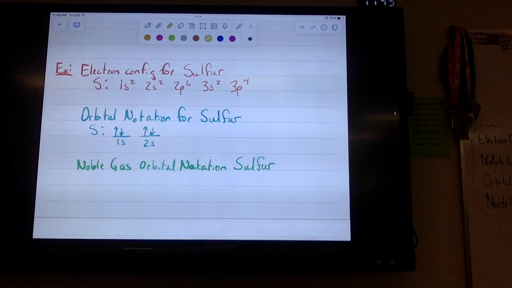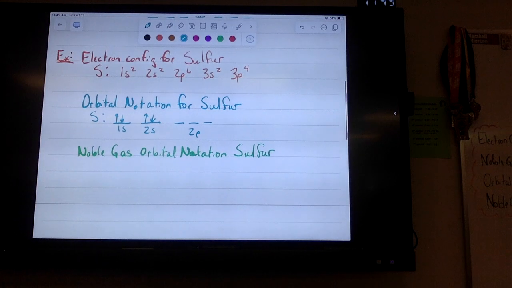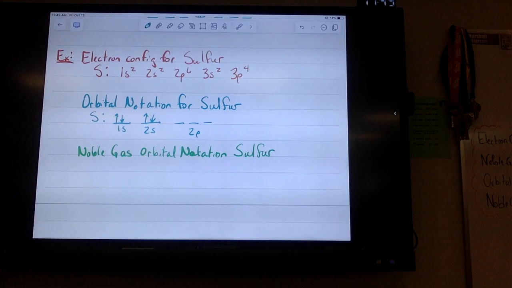All right, so next we're going to do 2p6. How many blanks do I write? 3 blanks. Underneath them, write your 2p so I know which orbital they're in. And I'm going to write how many arrows? 6. This is a helpful hint, and I strongly recommend you follow it.